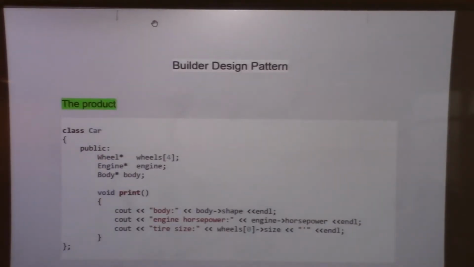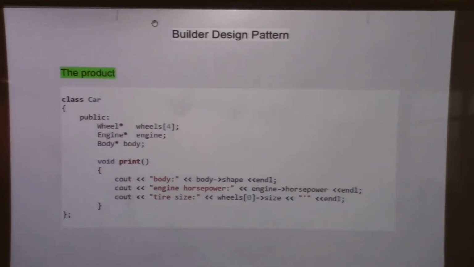So a wheel has a public size, an engine has an int horsepower, public, and a body has a string shape. All right, so wheel, engine, and body are the products. These are the possible products that we have, product parts.